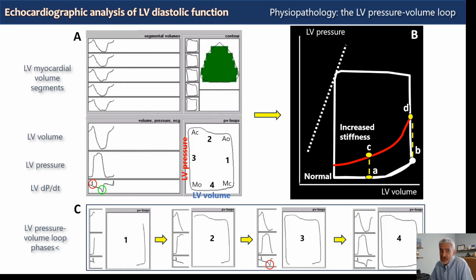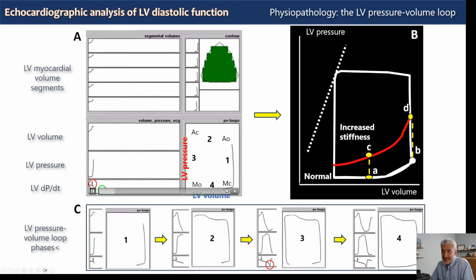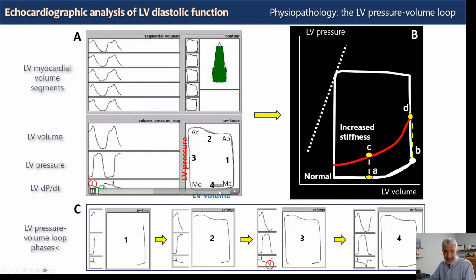Another measure of relaxation during this phase is tau, which is a time parameter related to the decay of pressure during the isovolumic relaxation. The fourth phase here, down here, is the ventricular filling, which begins at mitral valve opening, MO, and ends at mitral valve closure, MC. During this phase, there is a rapid increase in ventricular volume, as you can see here, with a minor increase in pressure.